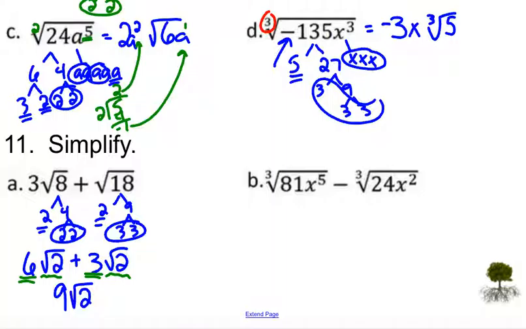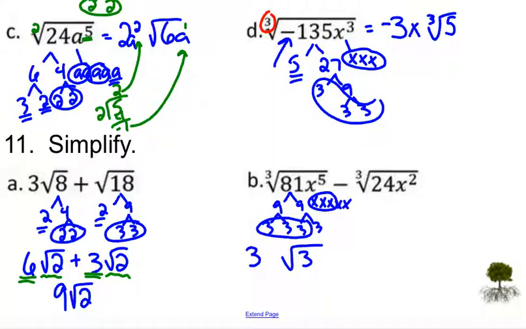Let's take a look at B. I'm going to factor tree again. This is 9 and 9, so 3, 3, 3, 3. So I can bring out a 3, and a 3 stays in. And then with the x's, 2, 3, 4, 5, I can bring out an x, then 2 stay in. Sorry, that's a cube root. That's what I've got there.